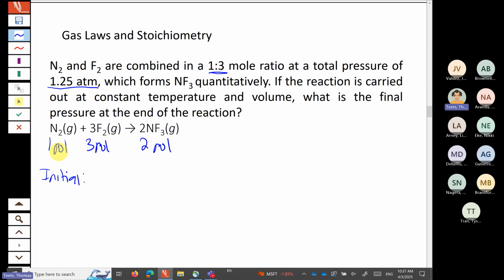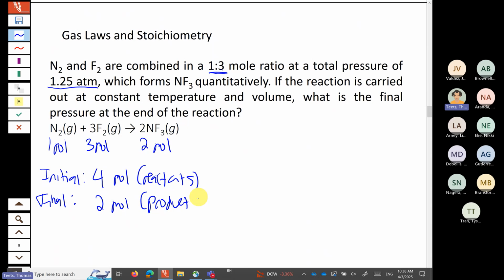the total number of moles of gas that we have is 4, because we have 1 mole of nitrogen and 3 moles of fluorine. Something we'll formalize in a little more detail in just a few slides from now is that if we have a mixture of gases, all that really matters is the total number of moles in determining the pressure. So they can be multiple gases mixed together. If we know the total moles, that's going to relate directly to the pressure. So we have 4 moles initially of reactants. Our final state, we're forming 2 moles of our product here. So at the end, we only have 2 moles of gas as products because of the coefficients in the chemical equation being what they are.